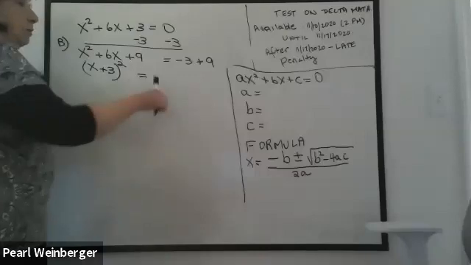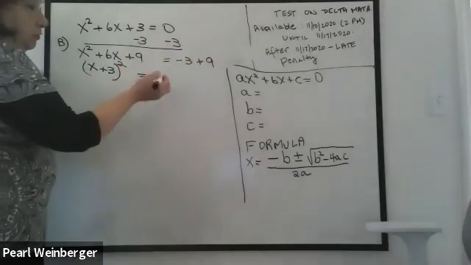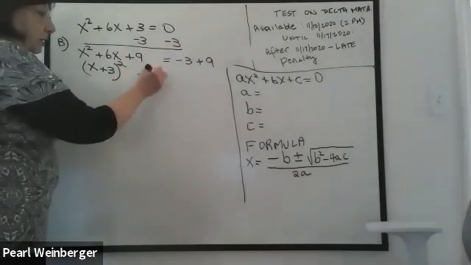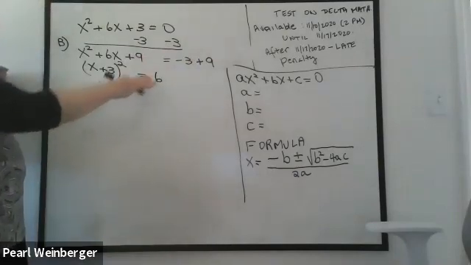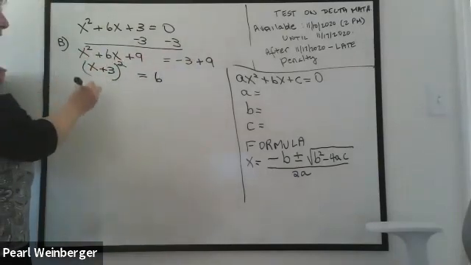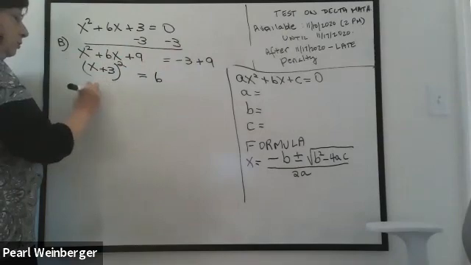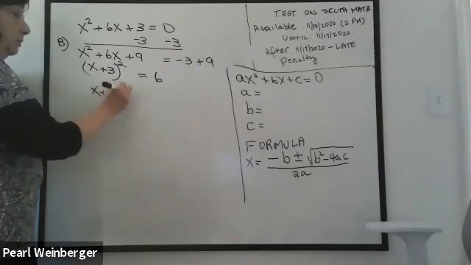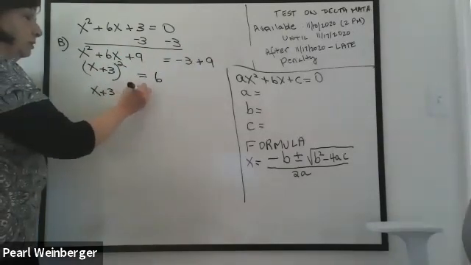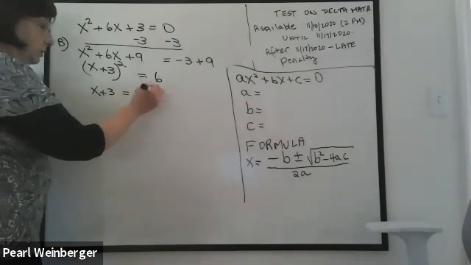On the other side, we just combine those numbers. Negative 3 plus 9 is 6. And now we can use our square root method. So taking the square root of both sides, we get x plus 3 equals plus or minus the square root of 6.